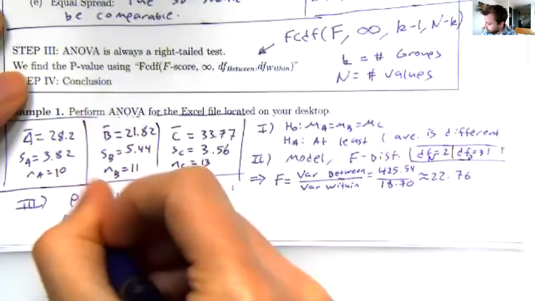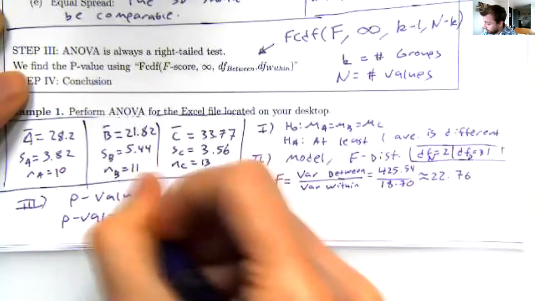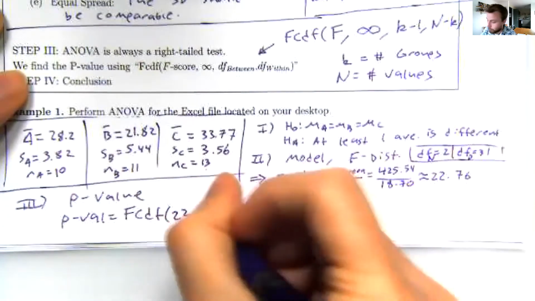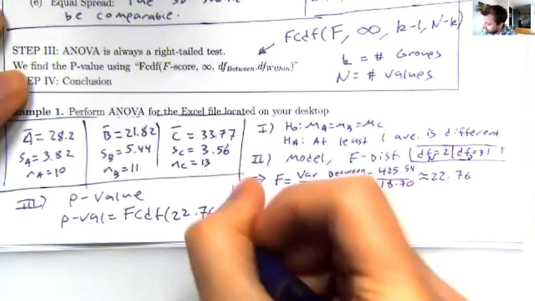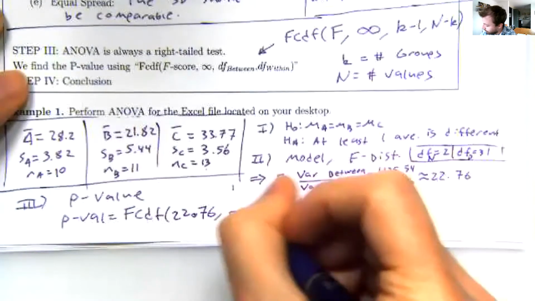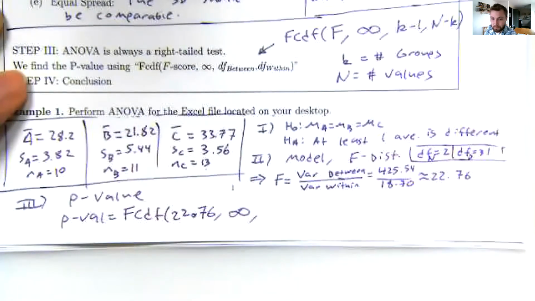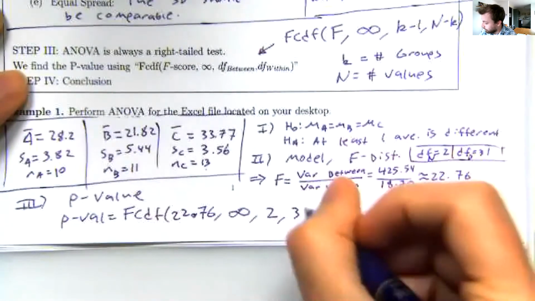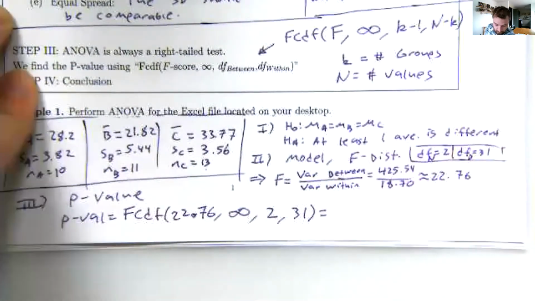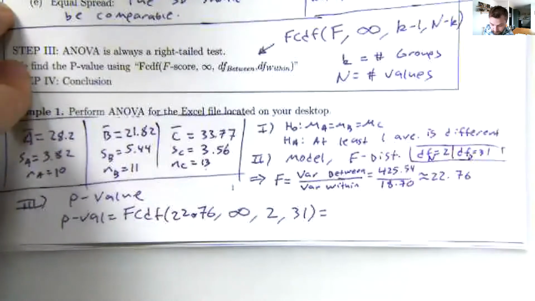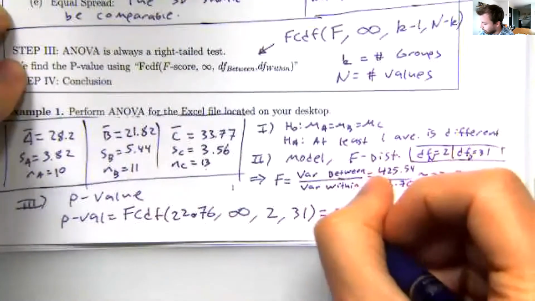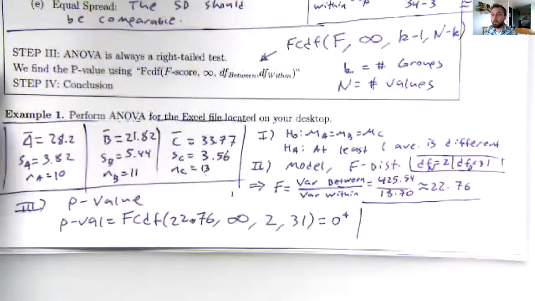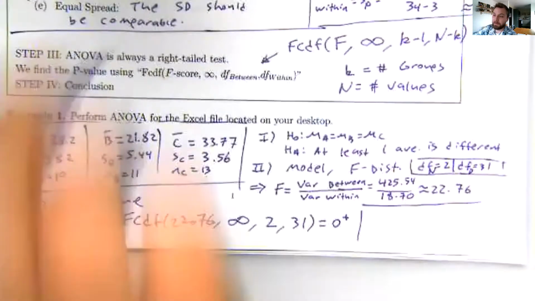My p-value is fcdf. I start at 22.76. This thing goes forever in the infinity direction. The first degree of freedom is 2. The second degree of freedom is 31. I type this into a calculator and I end up getting a p-value of, not surprising, pretty much just straight up 0. It's really, really small.